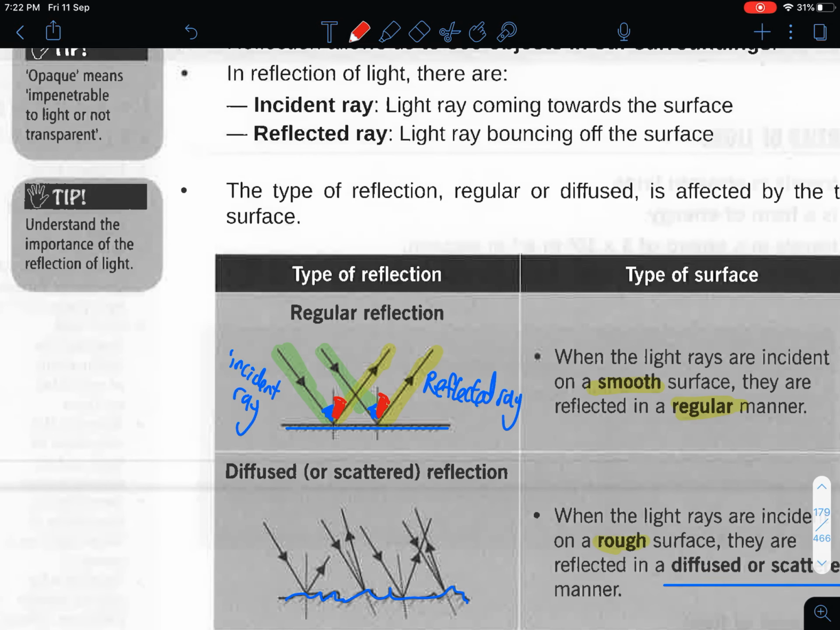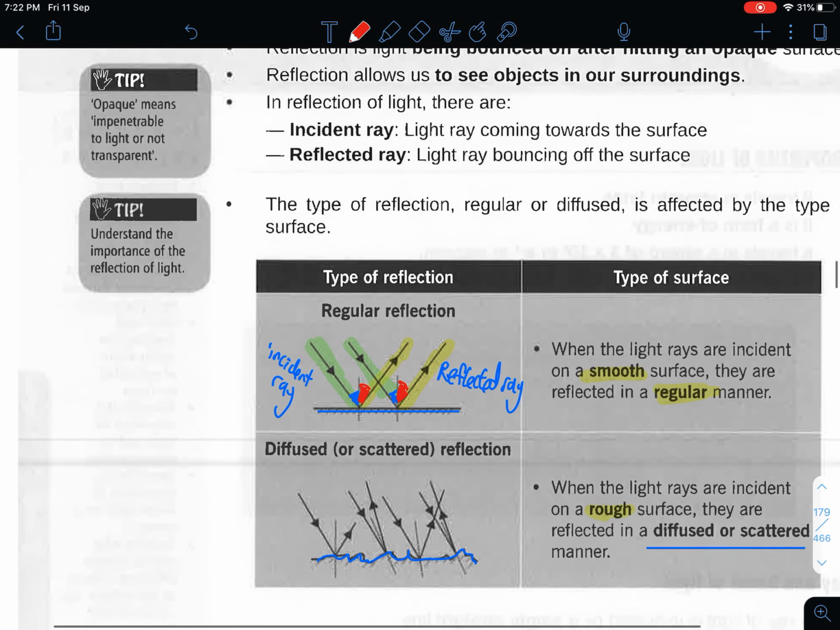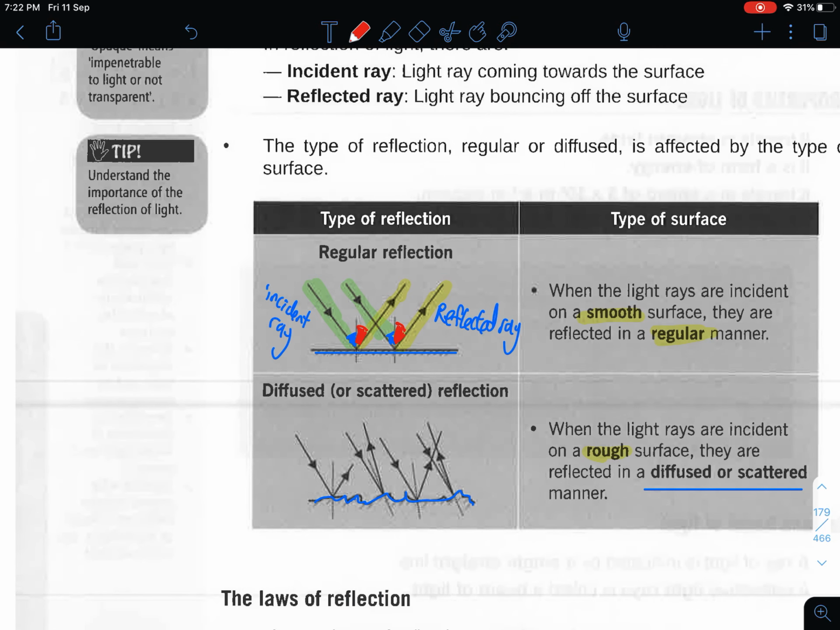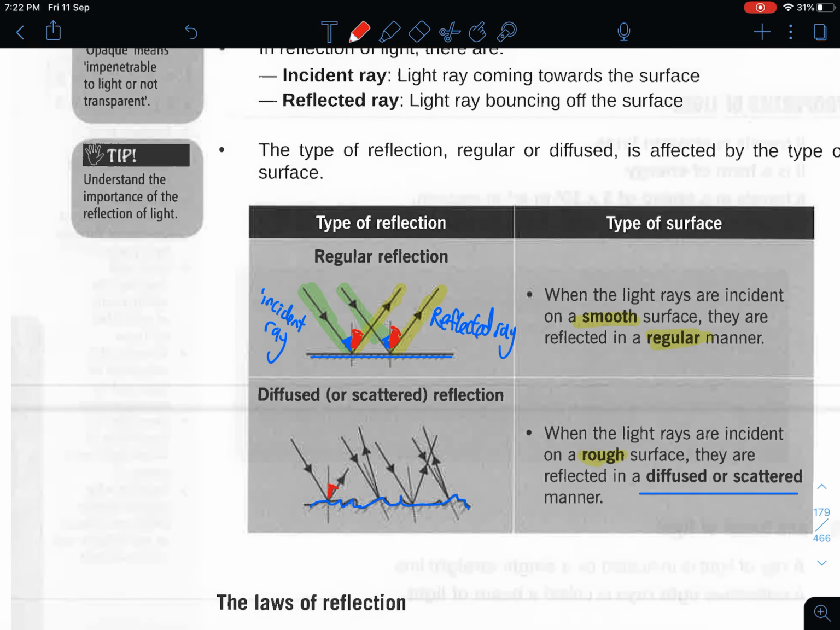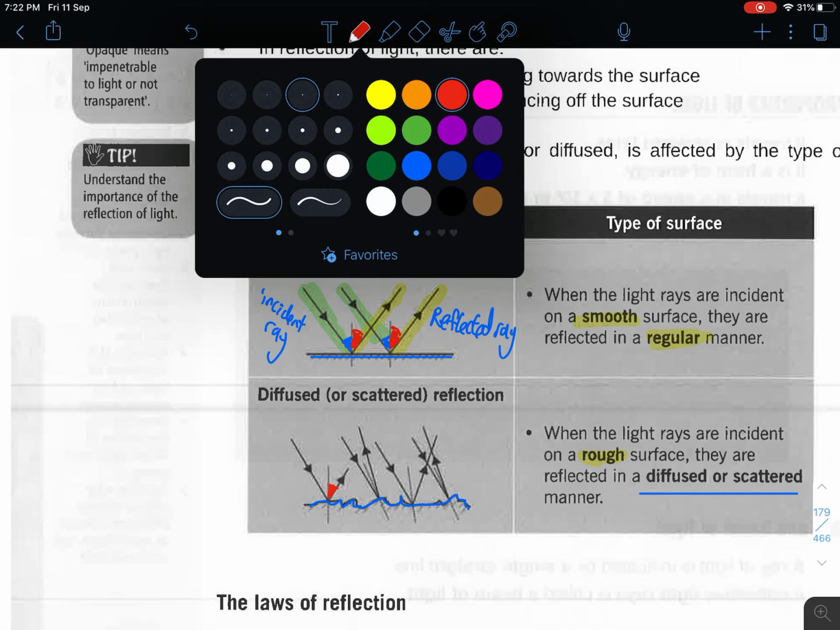Okay, we will talk more about this in a later chapter. But over at the diffuse surface, you would see that these angles tend to be very different from each other.